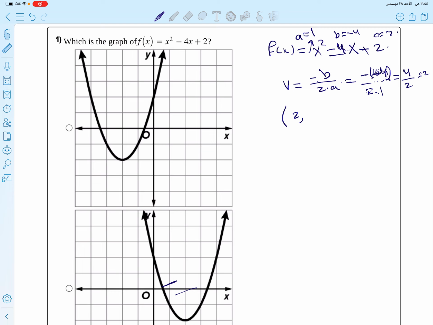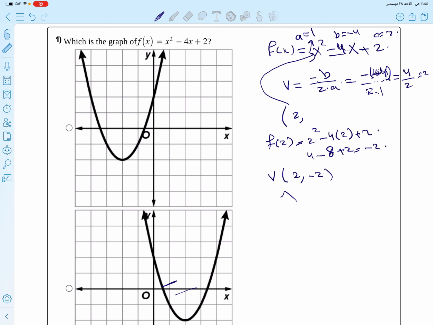So I need to plug this value back into the function. f of 2 equals 2 squared minus 4 times 2 plus 2. 4 minus 8 plus 2 is going to be negative 2. Vertex: 2 and negative 2. This is the vertex. Okay, to graph it, I need to determine the vertex: 2, negative 2.